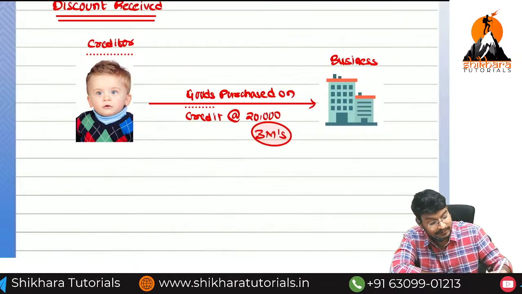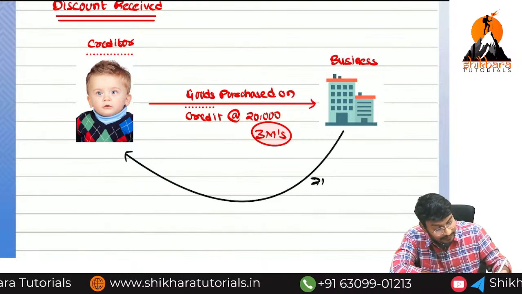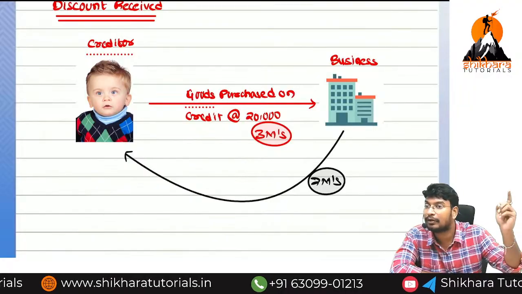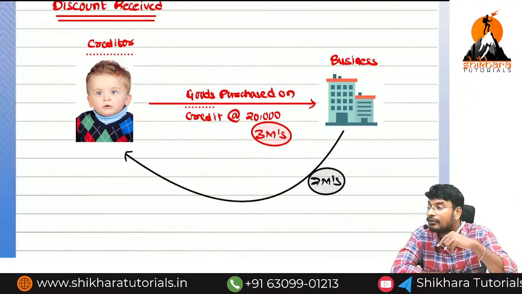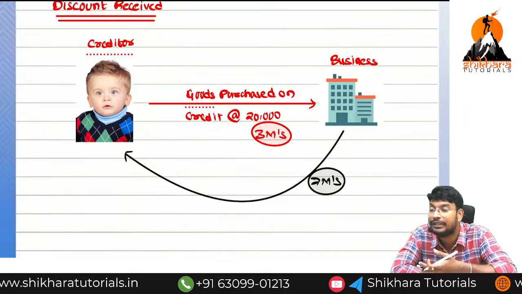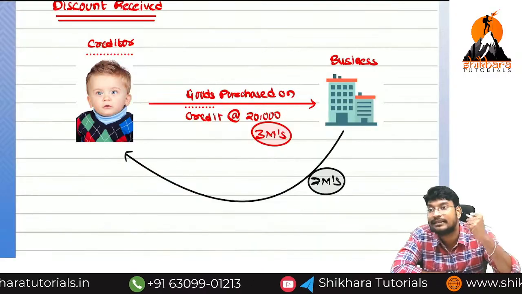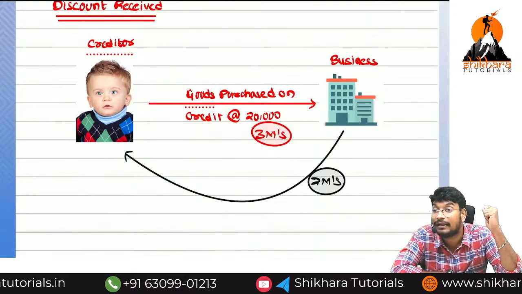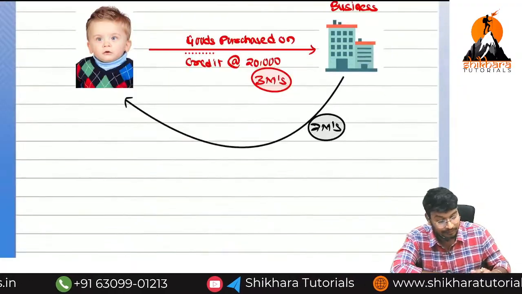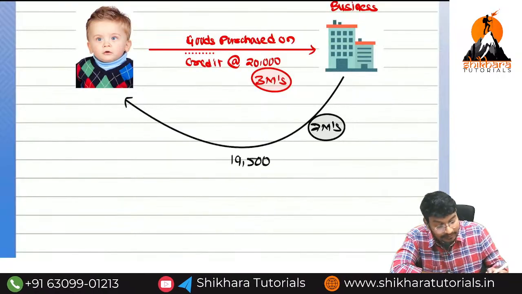So for that reason, I am also repaying within how many months? 2 months. Now, just as we provided discount allowed to the debtor, what will the creditor provide? He will provide the discount. That discount we are going to receive from the creditor. The discount is called discount received. That one is called a gain. Gain.